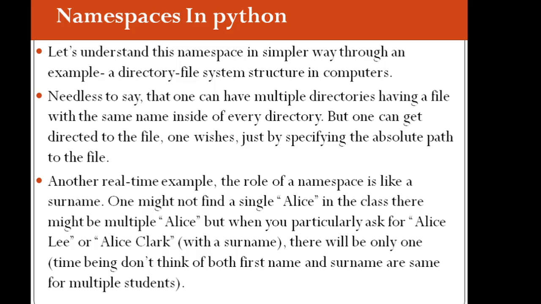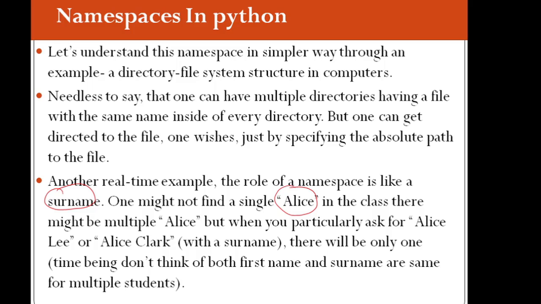Another real-time example you can take is that the role of a namespace is like a surname, right? So we have seen the surname, right? One might not find a single Alice in the class. If you talk about Prem Sankran or Menka, Amanpreet, Amritpal, there can be a number of Prem Sankrans, a number of Menkas, a number of Amritpals, a number of Amanpreet, a number of Jagjit, right?